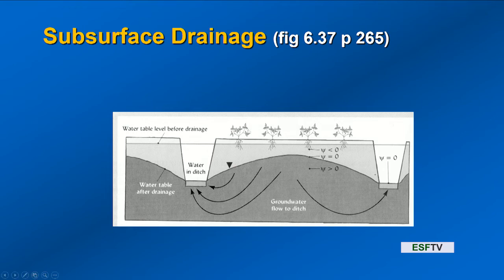So here's an illustration from the text showing the effect of drainage ditches. If we install ditches, we can lower the water table. And this illustrates the water table before drainage. We install ditches, and then the water table drops. Water moves from high to low potential, so what we do with these ditches is create zones of relatively low potential so that water will move toward them. And this is the essential value of drainage ditches.